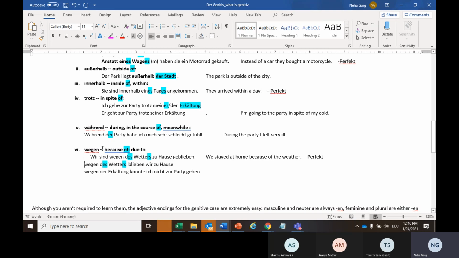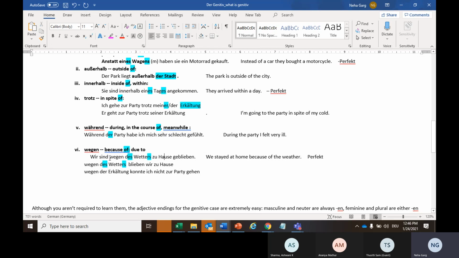Dann haben wir wegen. Wegen ist because of or due to something. So wir sind wegen des Wetters. What is the gender of Wetter? Can somebody tell me? Is it masculine or neutral? It's neutral. Okay, gut. Also, wir sind wegen des Wetters zu Hause geblieben.